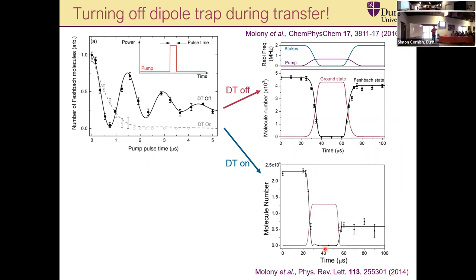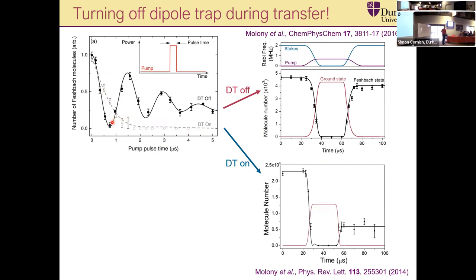This illustrates the reason. This is actually what we published in 2014. This was our STIRAP transfer to the ground state. It wasn't very efficient, I think it was about 50% one way, and this illustrates why. Here we are driving this pump transition, either with the dipole trap off, where we can see very nice Rabi oscillations on the pump transition, or with the dipole trap on, and we don't see any nice coherent Rabi oscillations.